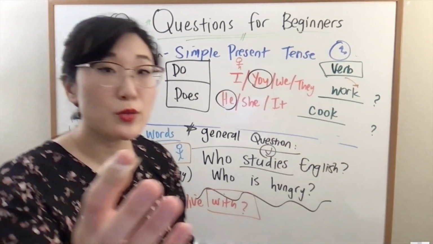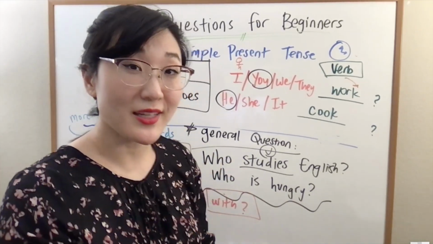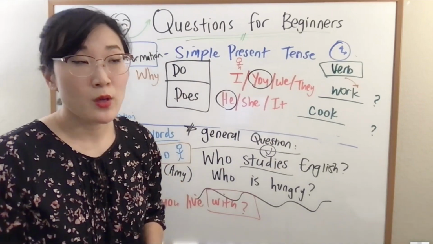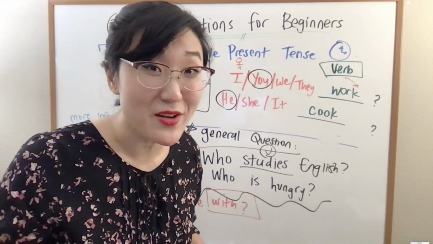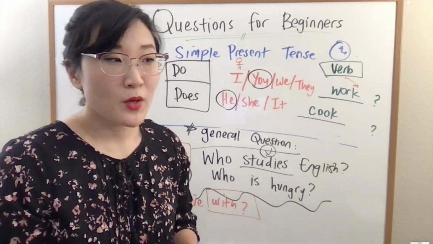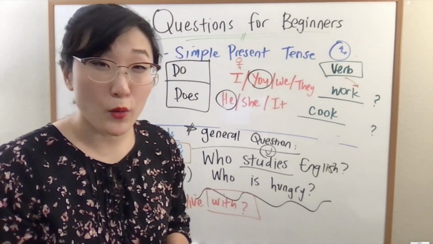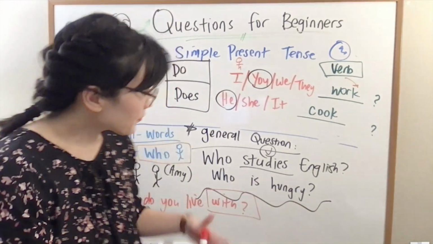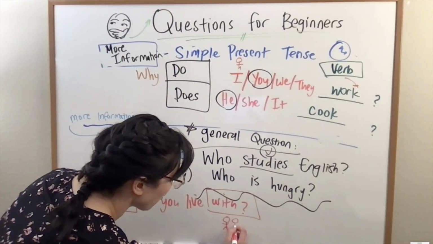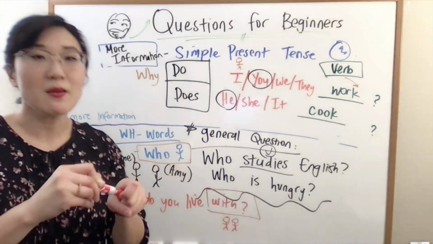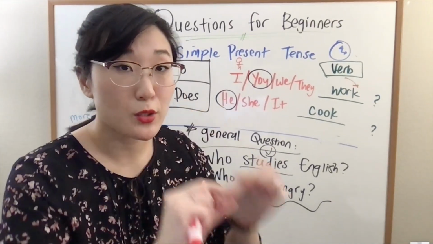So who do you study English with? You study English with me, Caroline. Who do you practice soccer with? Who do you play soccer with every week? Who do you go to the beach with? With tells me, okay, this is going to be Amy and maybe one more person. It's Amy and one more person together.